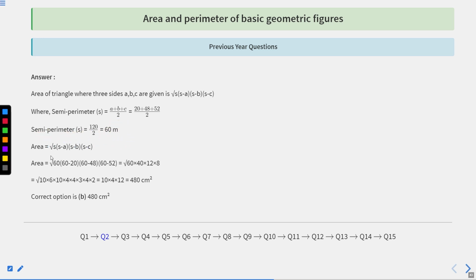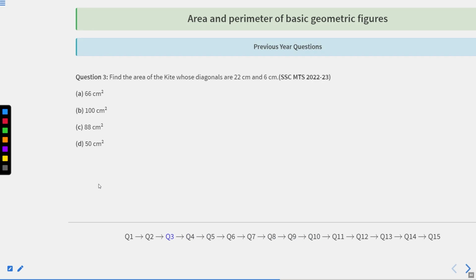So now we can compute the value of area. The area is equal to under root S times S minus A times S minus B times S minus C. Substituting the values of S and A, B, C, we will have area equal to under root 60 times 60 minus 20 times 60 minus 48 times 60 minus 52. That will be 480 centimeter square, and that's what we wanted to compute. Therefore, option number B is correct, 480 centimeter square.